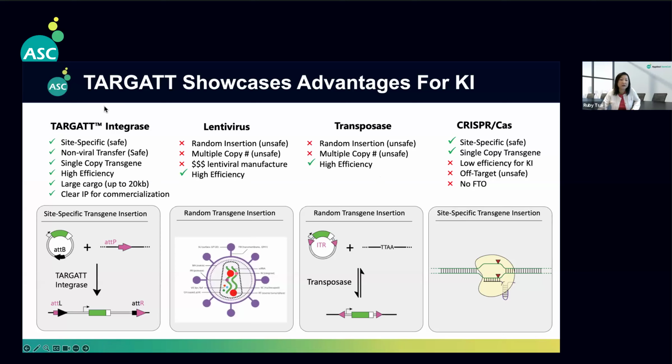So that shows that TARGATT is a complementary technology, right? I'm not saying one is better than the other. It really depends on what you want to do. If you want to insert a large cargo, especially for a CAR, nowadays it's not just one CAR, there are multiple CARs, and it easily exceeds 5 kb, for example, right? Then TARGATT will be a better way to do it because we can insert up to 20 kb with high efficiency. And also the freedom to operate is really important when it comes to clinical application.